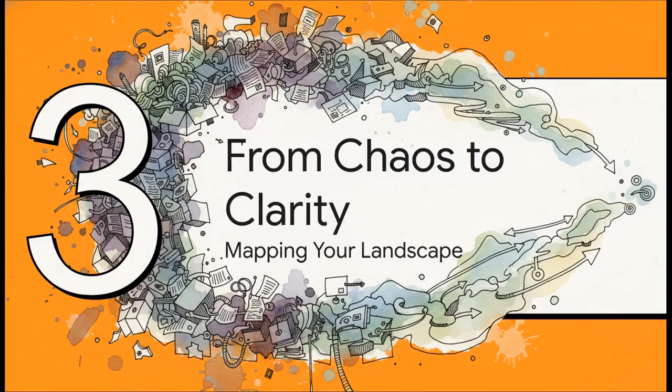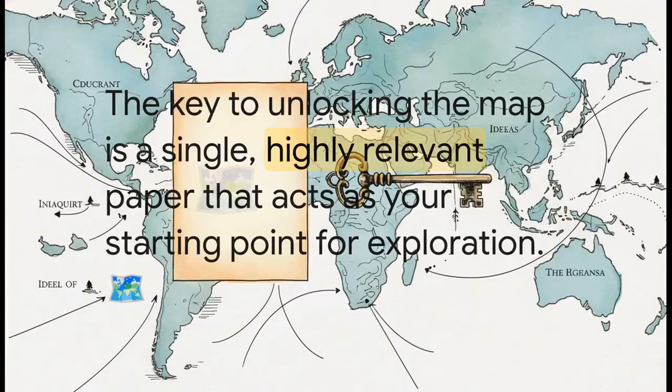Okay, so our dump folder is full, but it's probably a chaotic mess, right? And that brings us to the next phase, taking all that chaos and turning it into clarity by visually mapping out the entire research landscape. And the key to unlocking this whole map is finding what we'll call a seed paper. This is just one single, highly relevant paper that becomes the starting point for your entire exploration. Think of it like the anchor for everything else that's about to come.